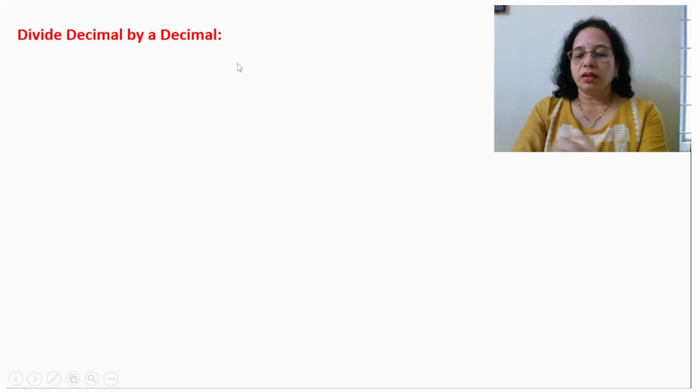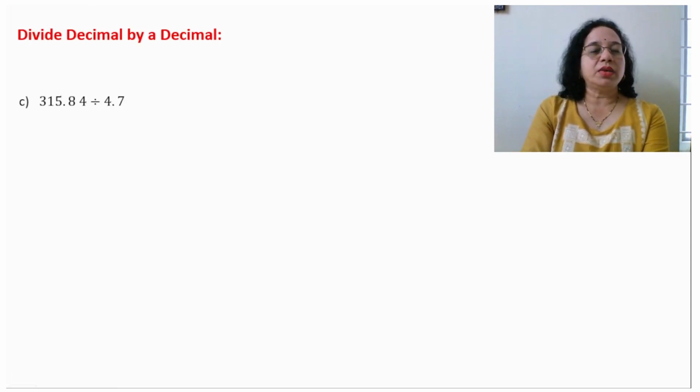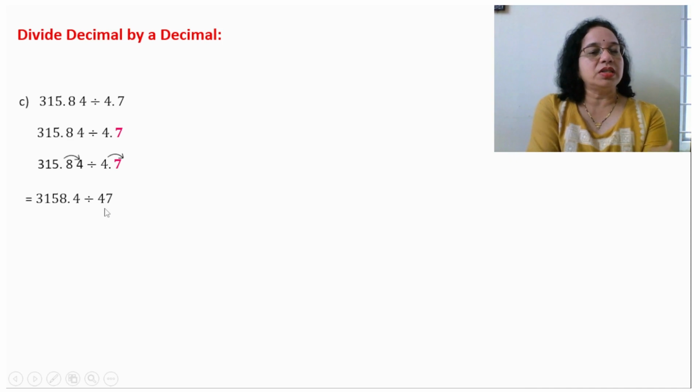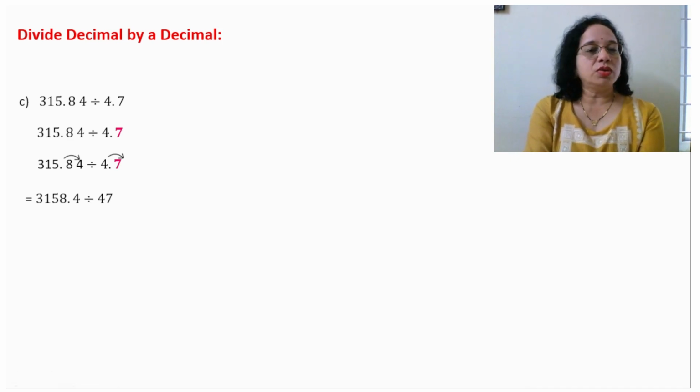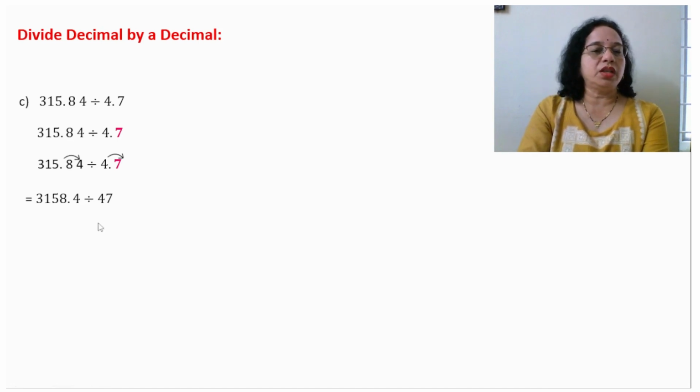So now again take few examples, divide decimal by a decimal. So again first thing we will convert this divisor into a whole number. So your decimal place is 1. So we will shift one place to the right hand side in divisor also and dividend also. So the new number will be 3158.4 divided by 47. Now as I said, everybody knows how to divide since you have done from the grade 5. So I am not going to explain this. This is your work. Complete this in your notebook.